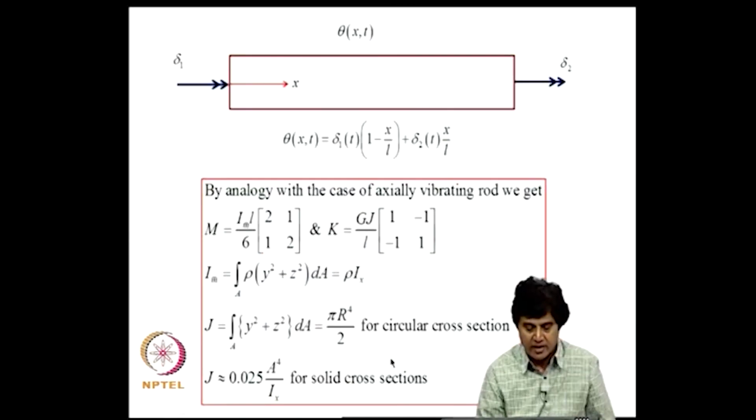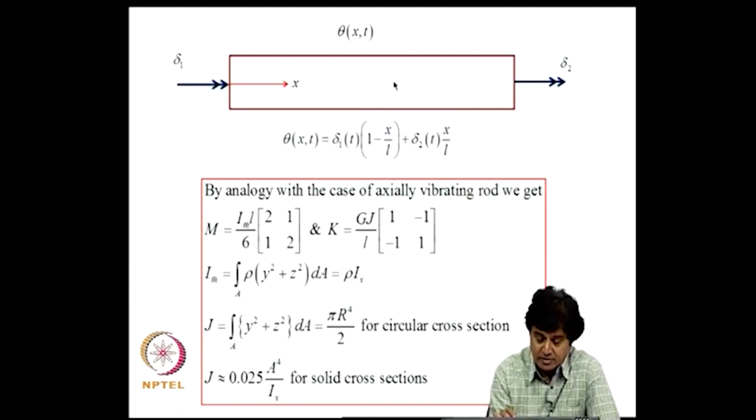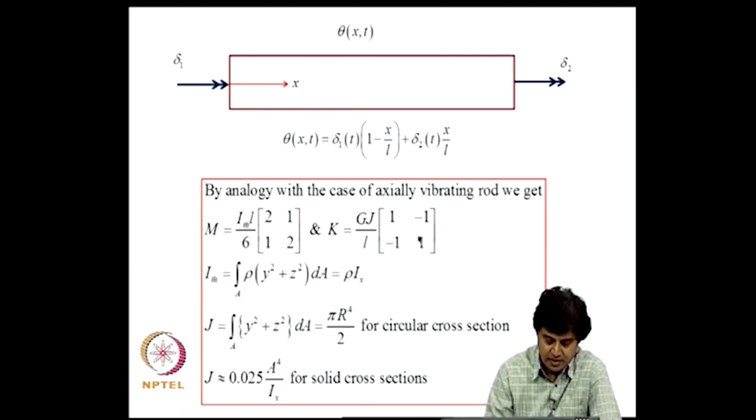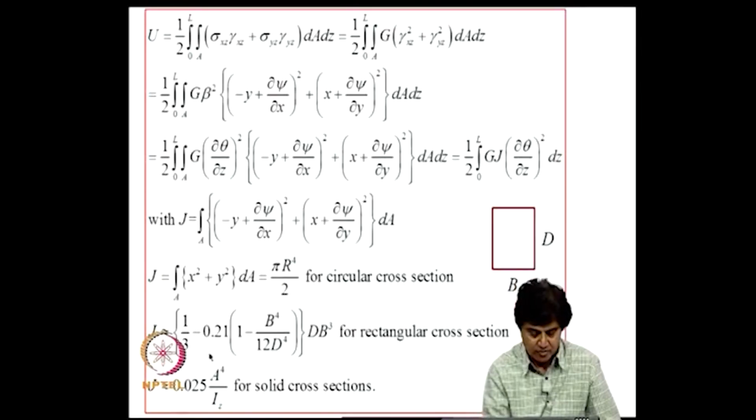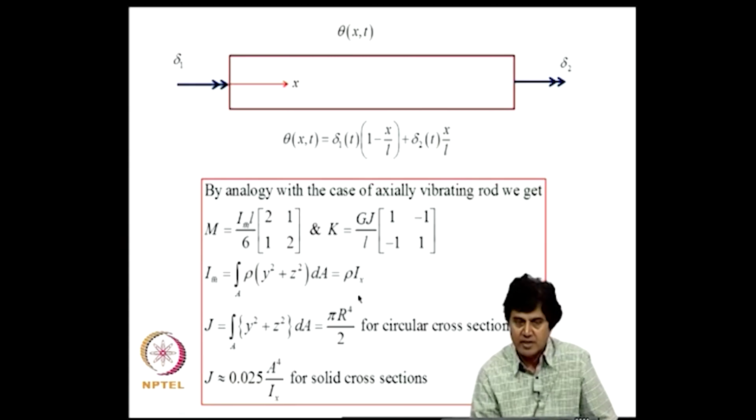So, by analogy, again I can write the mass matrix and stiffness matrix for a rod with non-circular cross section to be given by this. J is now given by this. Okay. For square and rectangular sections I have given the additional expression, so you have to use this. Anyway, J is mathematically given by this, and I m bar is rho into I x. Okay. So, this completes the formulation of the stiffness matrix for a rod which is twisting.